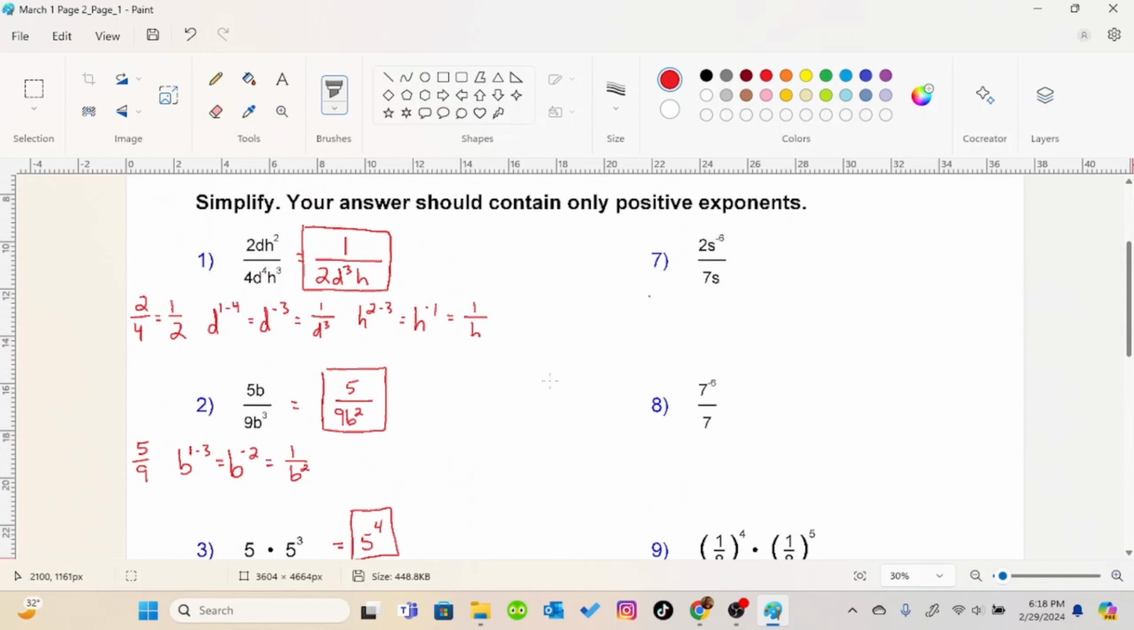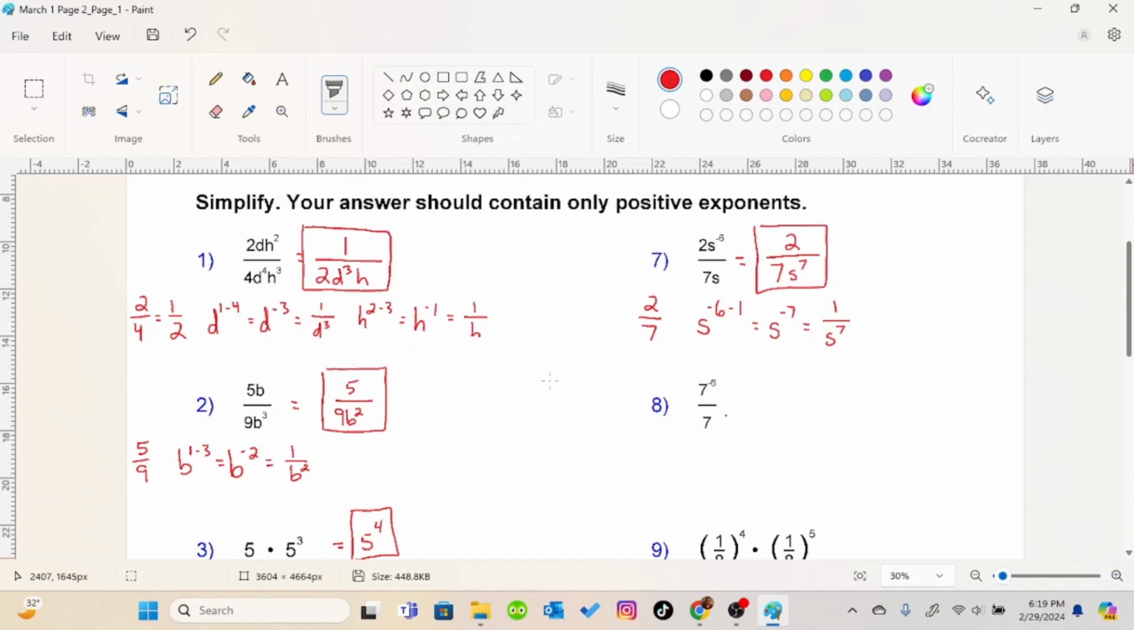Number 7. We have 2 over 7, and s is negative 6 on the top, minus 1 on the bottom. That becomes s to the negative 7, which is 1 over s to the power of 7. Now when we combine everything, we have 2 on the top, and we have 7s to the power of 7 on the bottom. And this is our final answer.